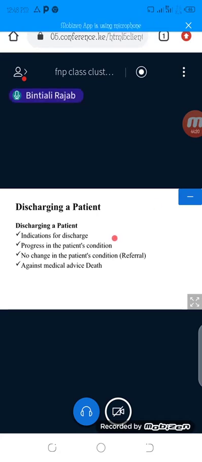So, discharging a patient. Perpetual Ndogo is asking, is it the same when you transfer to another hospital? We should understand two terms: there is transfer and refer. Maybe before we finish, I'll talk about referral and we'll be able to understand those two terms. Discharging a patient. Why do we discharge a patient?